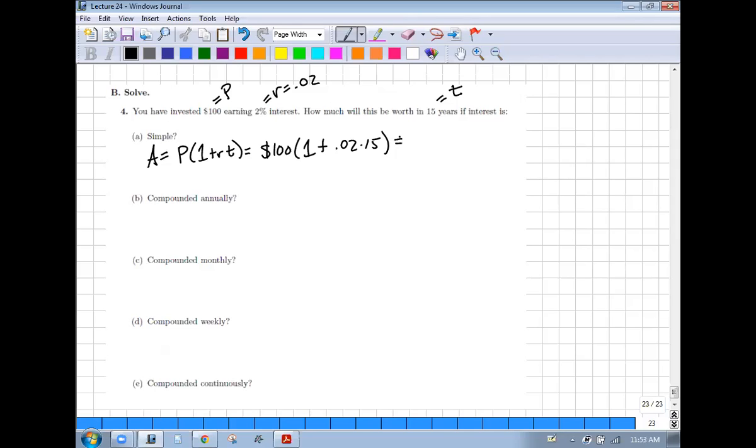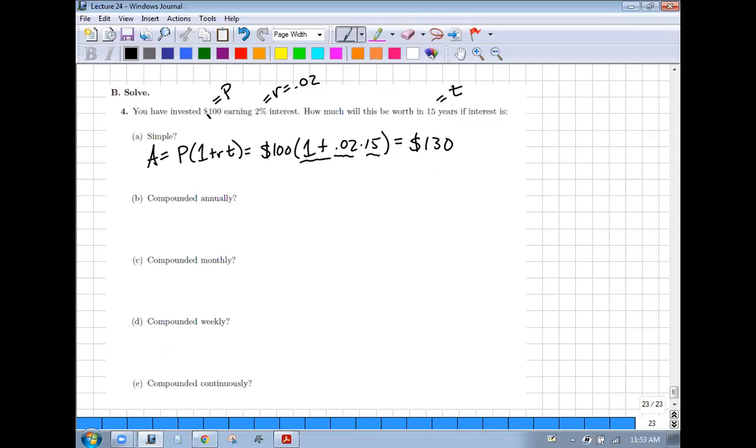So if I'm plugging this into my calculator, I'm starting off with 15 here. I'm going to say 15 times 0.02, which gives me 0.3. Now I'm adding 1, which is 1.3. Now I multiply by 100 and I get $130. So at 2% interest, it took 15 years to get $30, which makes sense.